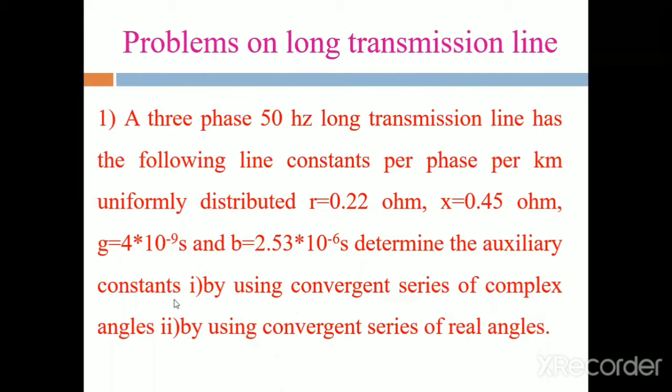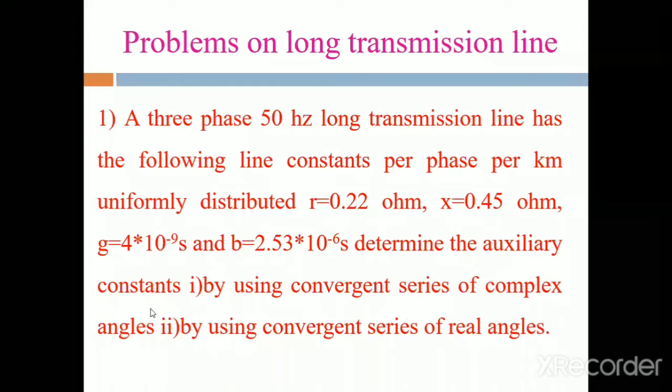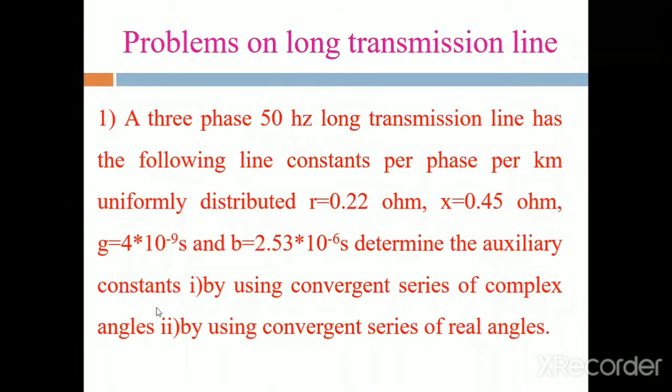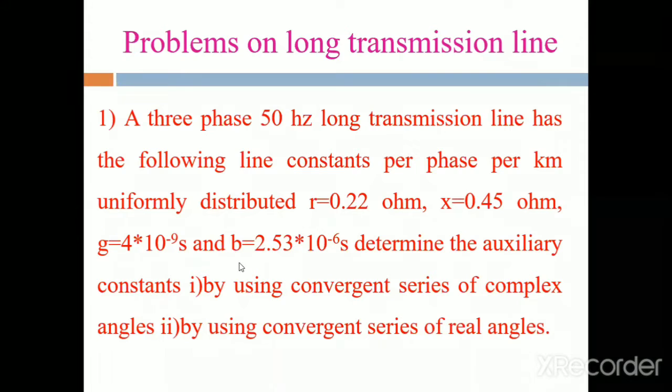Determine the auxiliary constants. That means by using the rigorous method, we determine the ABCD constants, by using the convergent series of complex angles and by using the convergent series of real angles. By using these two methods, we determine the auxiliary constants of a long transmission line.